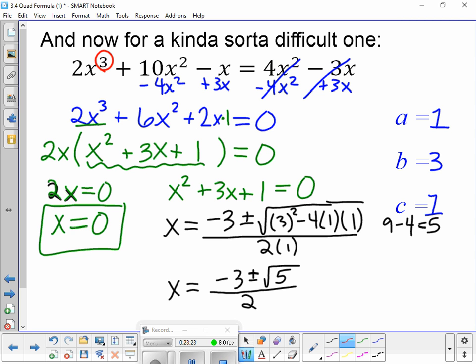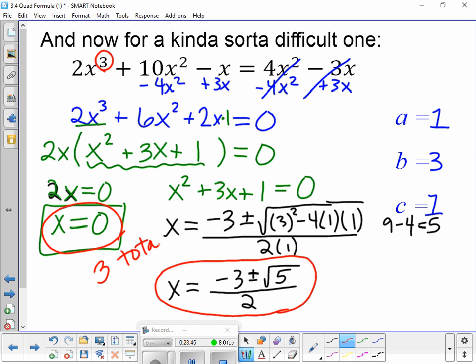So we pause to think about the radical. We have a root 5 here. Root 5 is not simplifiable. The only factors of 5 are 1 and 5, and so we cannot simplify this anymore. So here are our 2 additional solutions. Again, we have a total of 3 solutions. We have 0, and we have negative 3 plus or minus root 5 over 2.